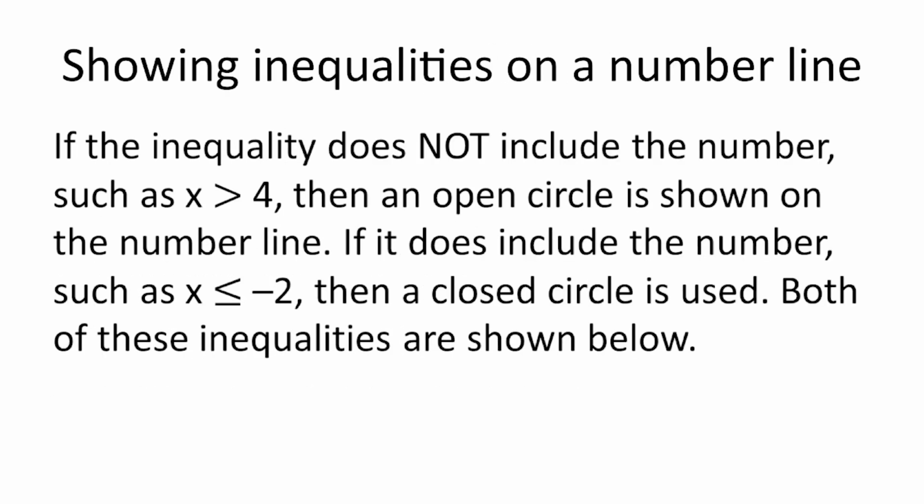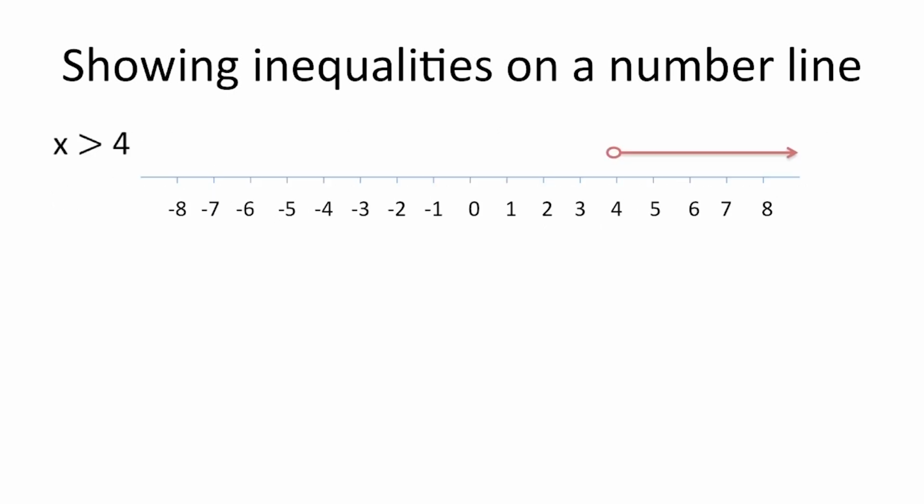Now, where you use inequality signs, first of all, may be when you show inequalities on a number line. If the inequality does not include the number, for example, x greater than 4, then an open circle would be shown on the number line. But if it does include the number, for example, x less than or equal to -2, then a closed circle is used. So both of these inequalities I'm going to show you now.